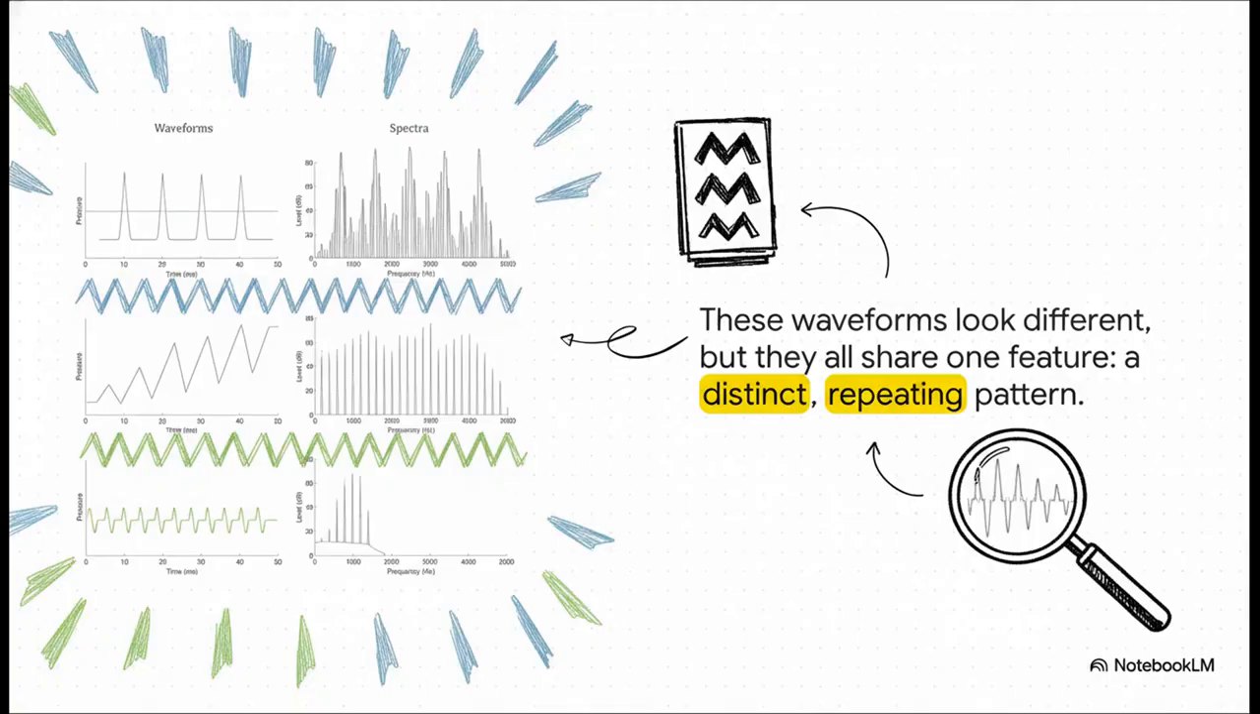Just take a look at these. They couldn't look more different, right? One's got these sharp spikes, the other one looks like the teeth of a saw. But look closer. You can clearly see that there's a pattern, a little chunk of the wave that just repeats again and again. That's what we're talking about. That's what makes them periodic.